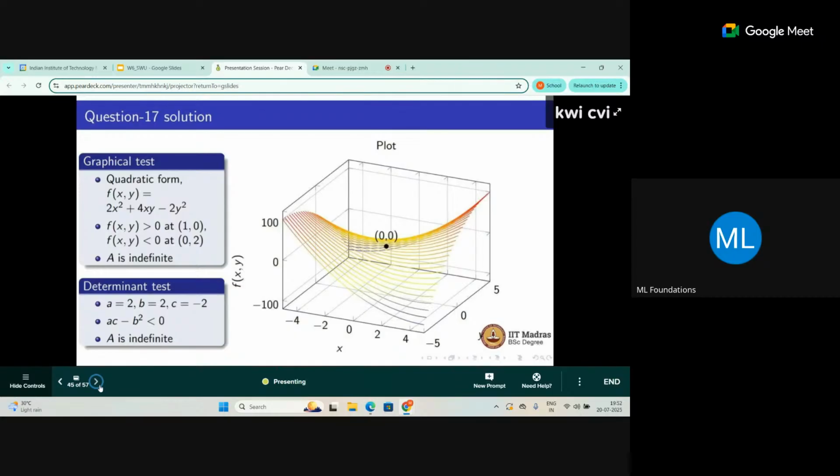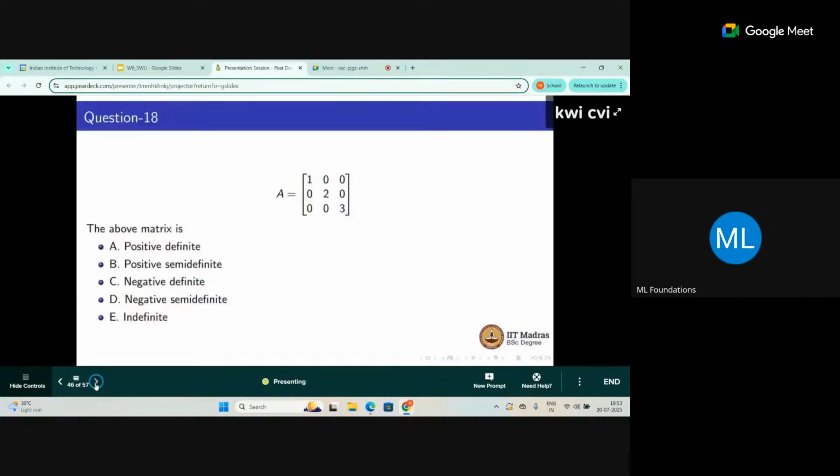If the entire determinant is equal to 0, then it should be either positive semi-definite or negative semi-definite, right? And if the entire determinant is greater than 0, in that case you'll have to find out whether it is positive definite or negative definite, and it depends on the initial values. Okay, what about this?